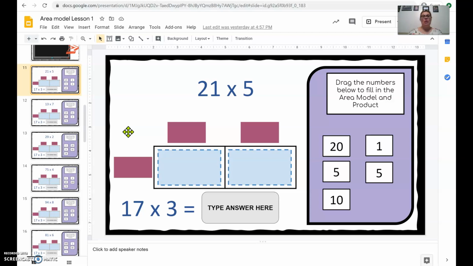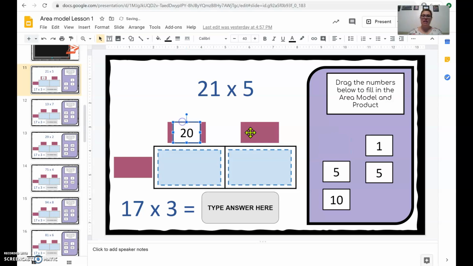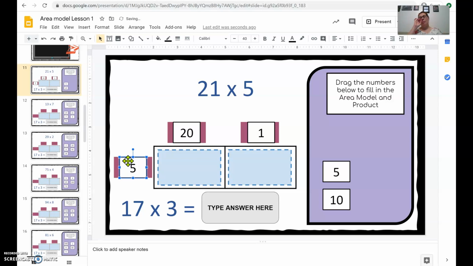So I'm looking at 21 times 5, and I know that 21 can be broken down to 20 plus 1. So I'm going to take the 20 from here, and I'm going to drag it over. So I have 20 plus 1, and I'm going to multiply that by 5. So now I'm ready to multiply. So I'm going to take my smallest two numbers, which are 1 times 5. And I know 1 times 5 is 5.